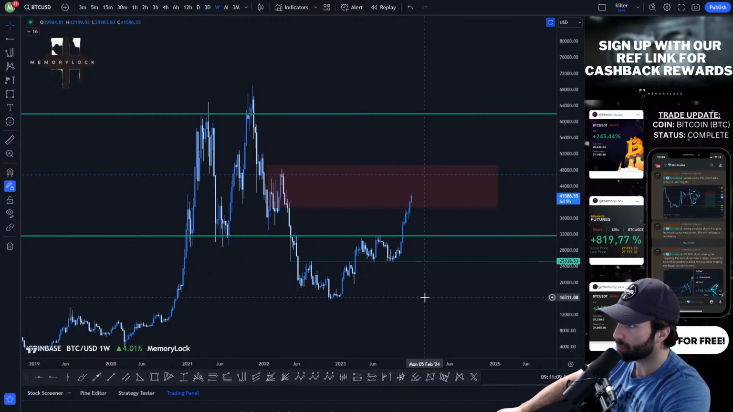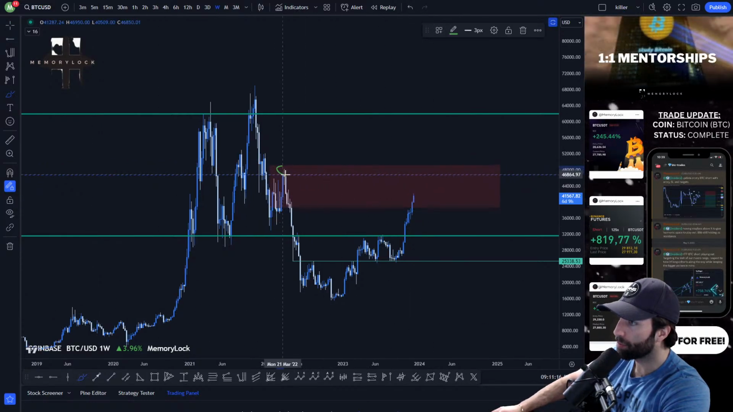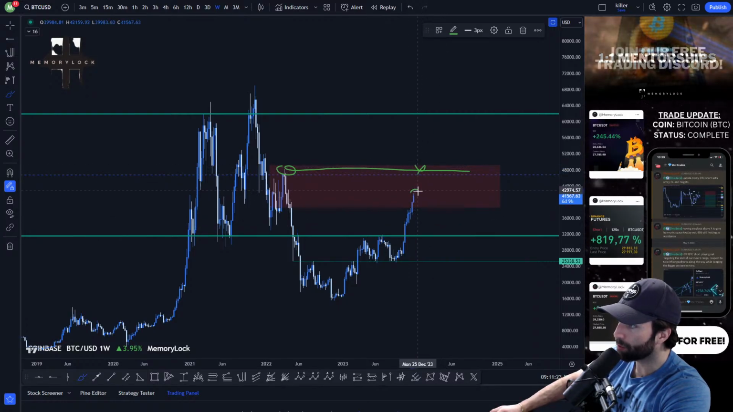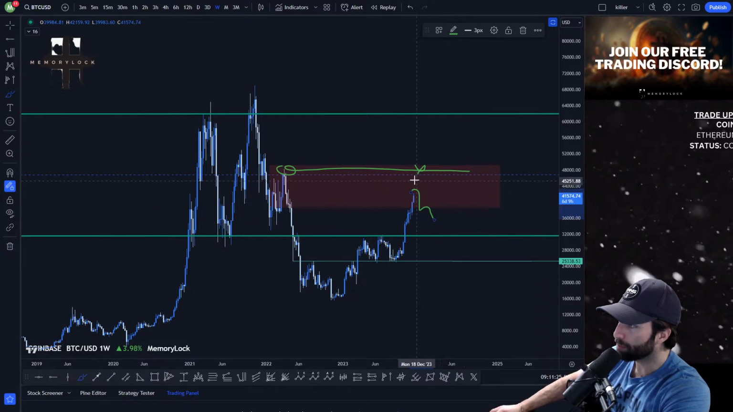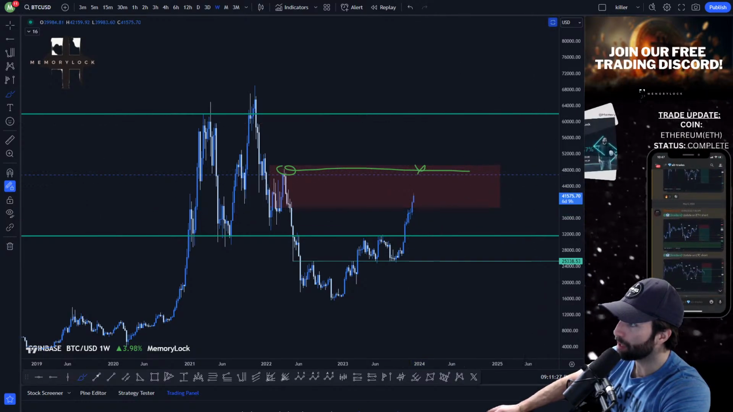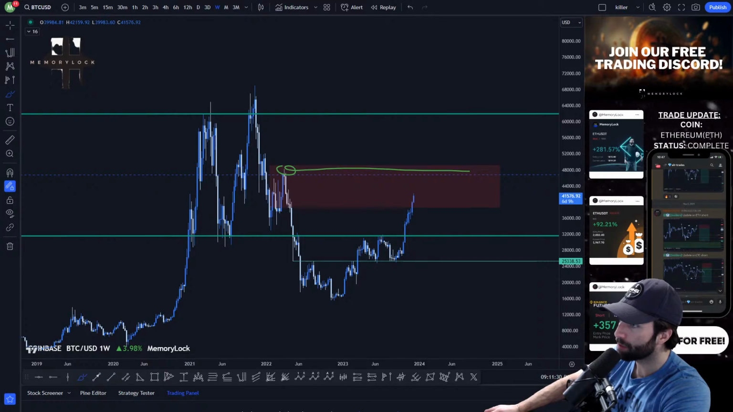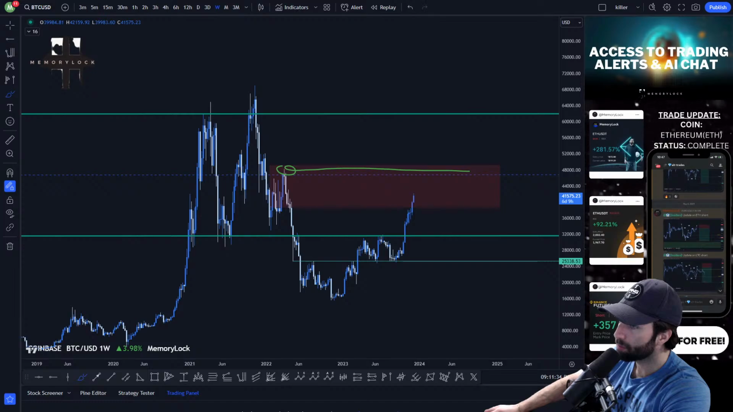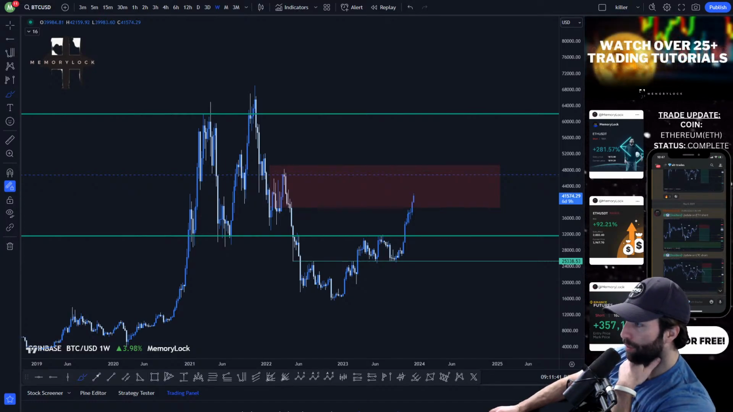So as long as we're in this red box, could we see a move up towards this high here and the midline? Absolutely. Could we simply start to reject from here? Absolutely. But really, if I were to guess, there's a couple things initially.